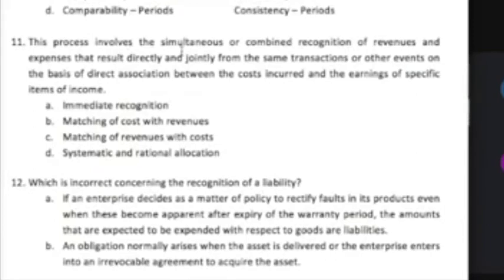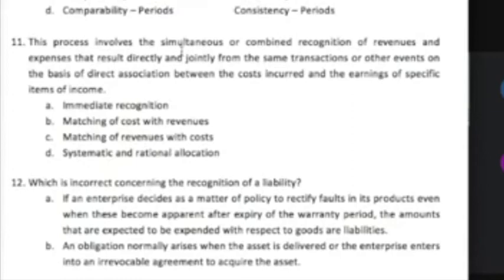The process of matching of costs with revenues recognizes expenses on the basis of direct association between the costs incurred and the earning of specific items of the income. This means that these elements are directly connected with the same transaction or event. They will be matched accordingly. For example, the various book components of expense making up the cost of goods sold are recognized at the same time as the income derived from the sale of goods.